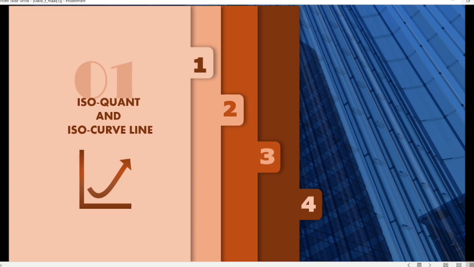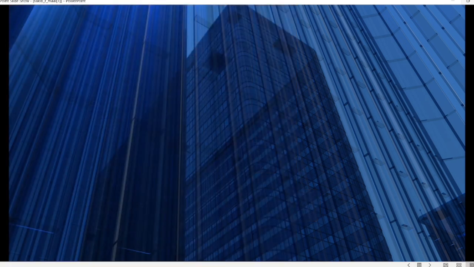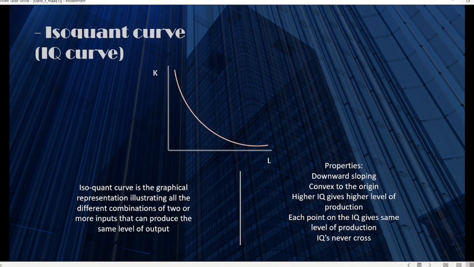So let's start with the Iso-Quant curve. The term iso means equal and quant refers to the quantity. So an Iso-Quant curve shows all the possible combinations of two inputs, usually labor and capital, that can produce the same level of output.